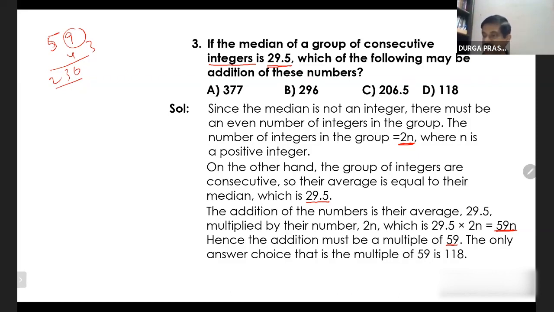Just check if 118 is divisible by 59 or not. 59 into 2 will give you 118. The last digit is 8, so it is satisfying. So the answer is D.